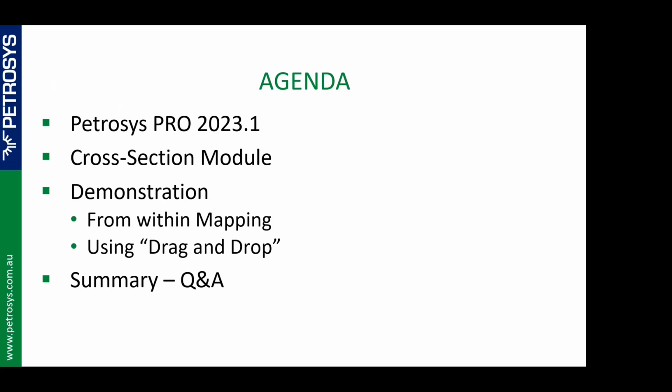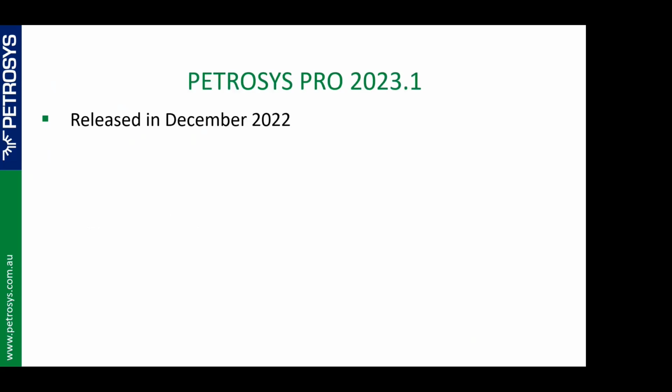I'll show you two examples on how to work with this cross-section model. In one, we will launch the cross-section from within mapping. And in the second example, we'll start from scratch and we'll use a bit of drag and drop to build our section.